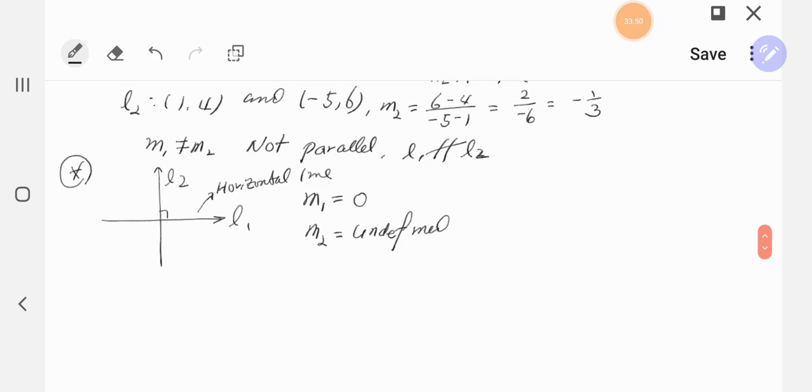So line 1 is horizontal, so that the slope is 0. And line 2 is a vertical line, so that the slope is undefined. Okay, so always keep in mind this one.